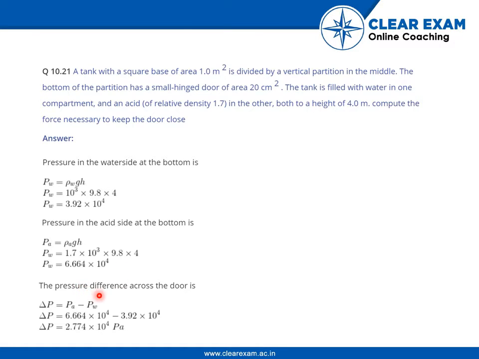So we need to find out the difference of the pressure across the door, which is given by this particular formula, which is Pa minus Pw. These two values, right? So if we compute that, we get the pressure difference to be equal to 2.774 into 10 to the power 4 Pascal.